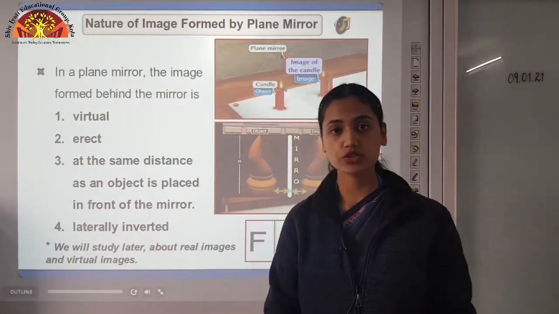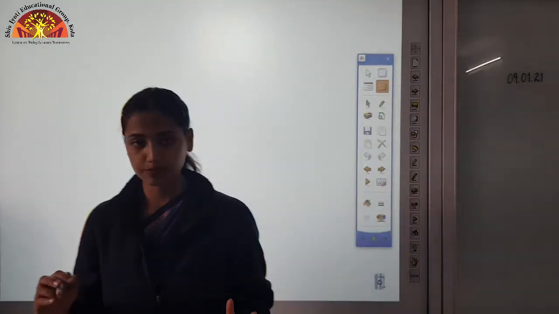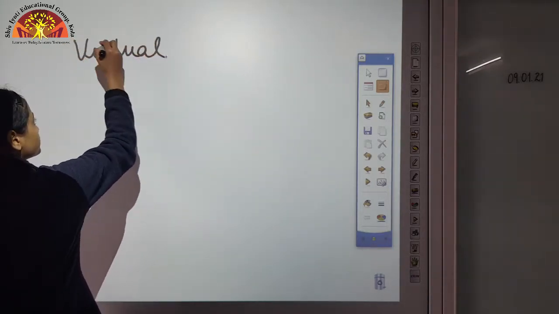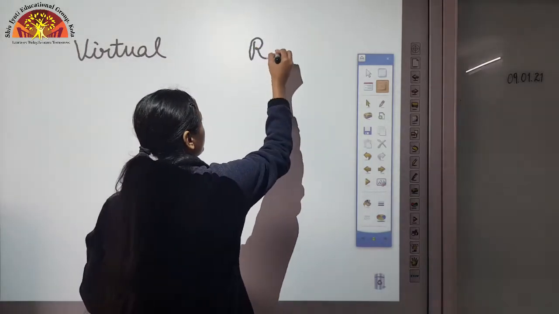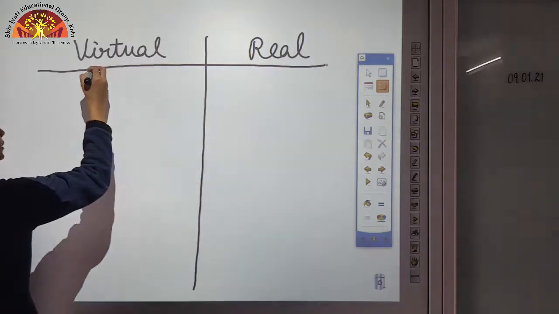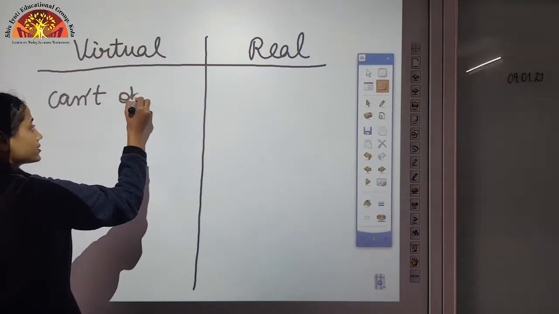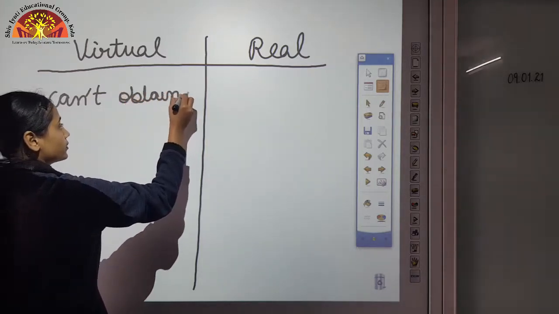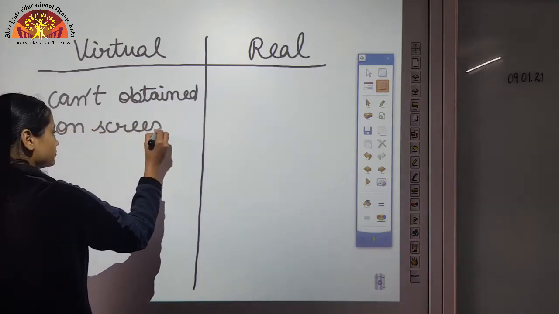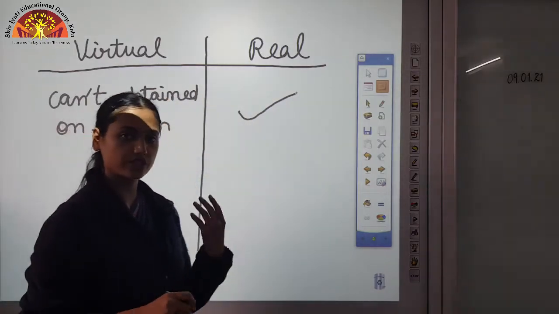And what is a virtual image? Look, there are two types of images. Let's recall this topic. Virtual and real. A virtual image cannot be obtained on a screen. Whereas real images can be obtained on a screen. An example of a virtual image is the image in a plane mirror.